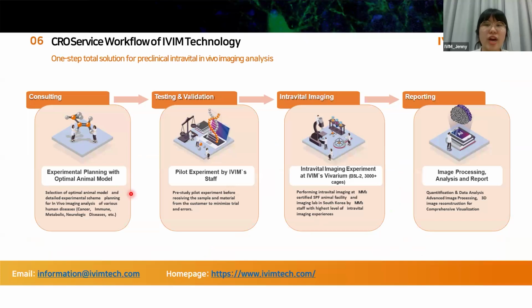So the CRO service provided by IVIN Technology follows the process outlined below. First, we conduct a detailed discussion of the experimental scheme through consultation. Next, a preliminary test called the feasibility test is performed to verify whether or not the proposed experimental scheme can be properly executed. Once this stage is passed, we proceed to the main experiment phase, where in vivo imaging is conducted and data is collected. Finally, after post-processing and analysis, the experimental results are compiled into a final report and sent to our clients.